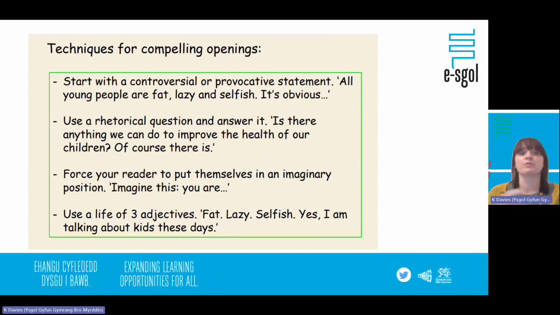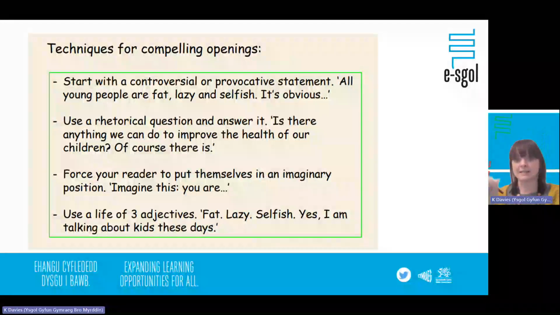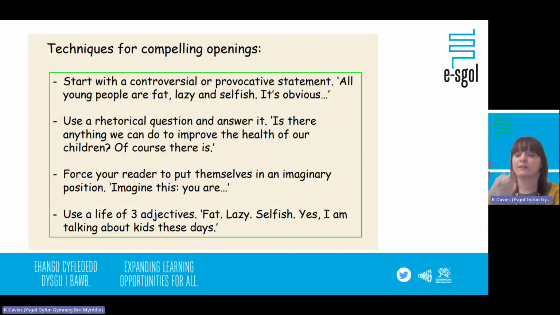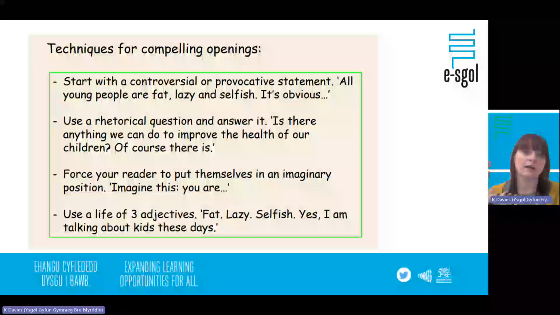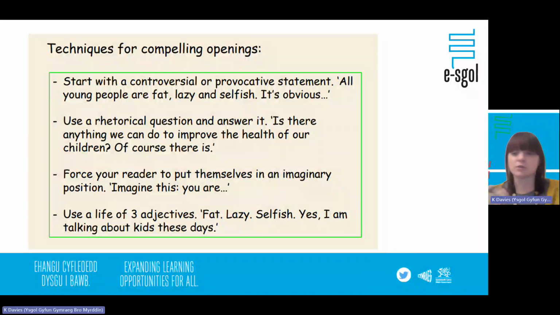Okay, so use a rhetorical question. Is there anything we can do to improve the health of our children? Of course there is. So on the same topic, we're looking at healthy eating, diets, fitness, well-being, okay? Force your reader to put themselves in an imaginary position. So imagine this: you are 15 years old, 14 years old, okay? So trying to get the audience, the reader, to consider your perspective, to consider things from your point of view. Almost forcing them is what we're doing here.